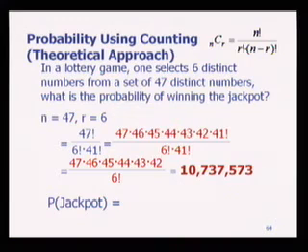The jackpot is 1 out of those 10,737,573. Okay, and that's the chance of winning it. So you can calculate this probability, right? People may ask you in the future.